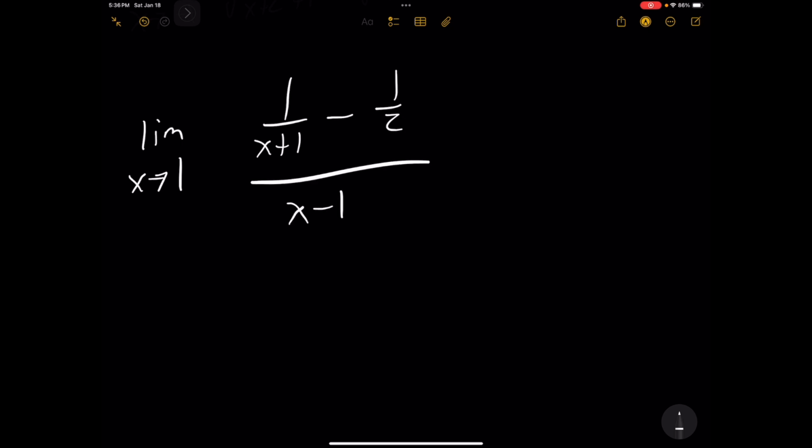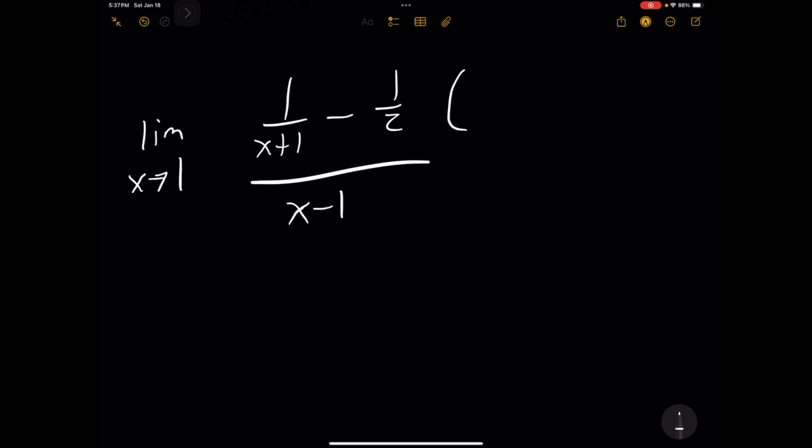So if I have the limit, we'll do as x approaches 1 again, of 1 over x plus 1 minus 1/2 over x minus 1. This is also a little bit of an algebra review. Here, once again, we can't just plug 1 in, but you should see that you have fractions and fractions are never fun. So we're going to get rid of the fractions and then see where we're at. If I want to get rid of fractions in a fraction, I take advantage of the only fraction rule we know, which is I can multiply the top and bottom by the same thing.